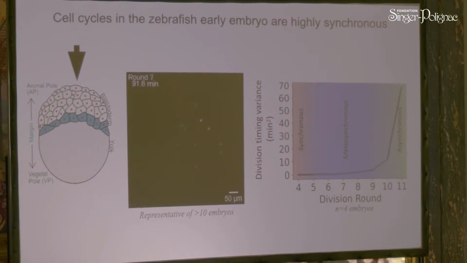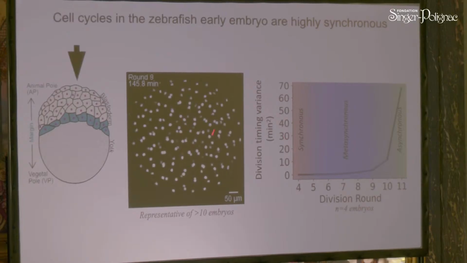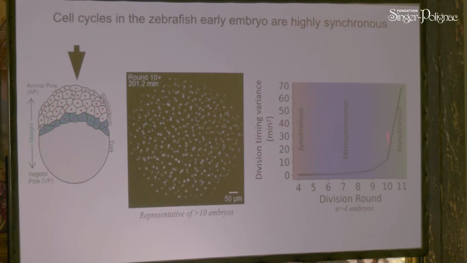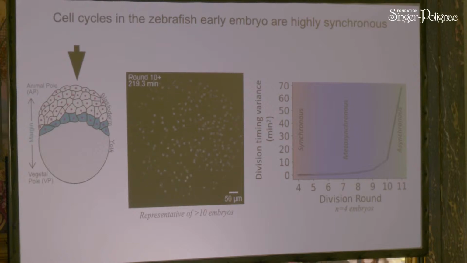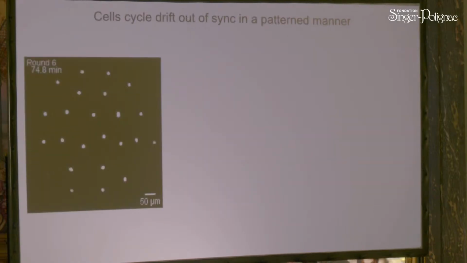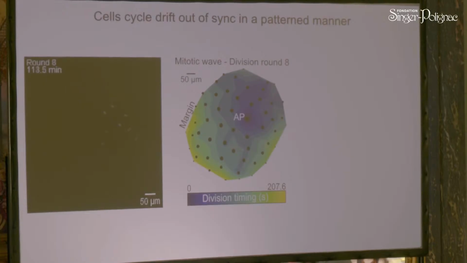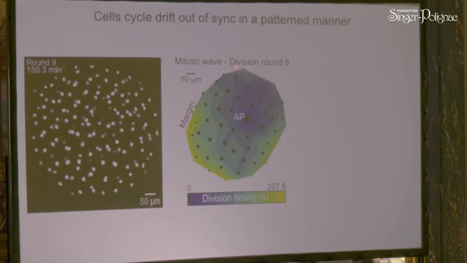Then eventually, when this is going on and you go to later cleavage cycles, these initially very synchronous divisions become metasynchronous, with cells beginning to divide at the animal pole and dividing a little later at the margin of the forming tissue. And then after the mid-blastula transition and zygotic genome activation, the entire cleavage has become asynchronous, which is sort of a hallmark of the end of the cleavage period. Now, and this is something I mentioned already, these cleavages become patterned, and you essentially arrive at a mitotic wave where cells begin to divide at the animal pole, and then they're dividing slightly later at the margin.